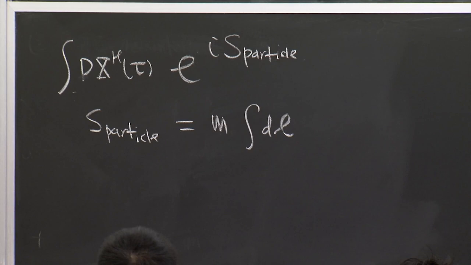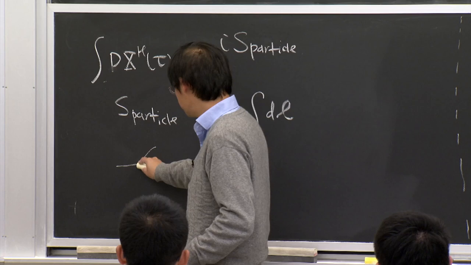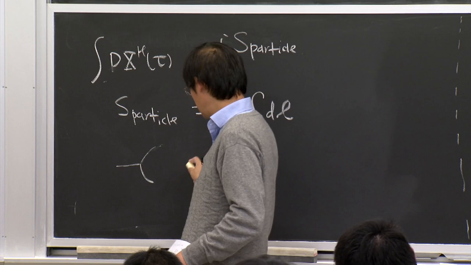And if you include interactions, then you have to include trajectories where the particle can split. Say a line can split in two lines, etc. So this gives you interactions.